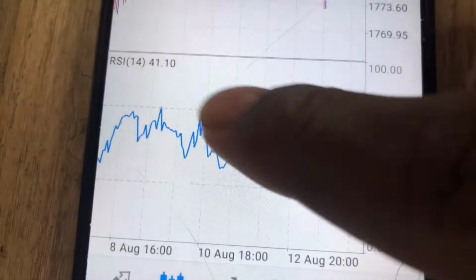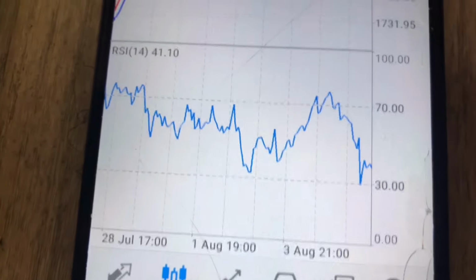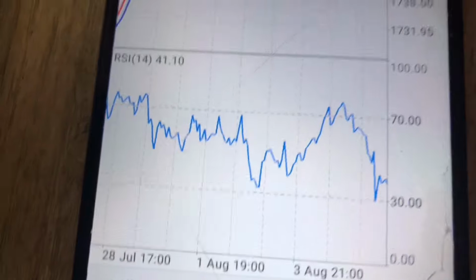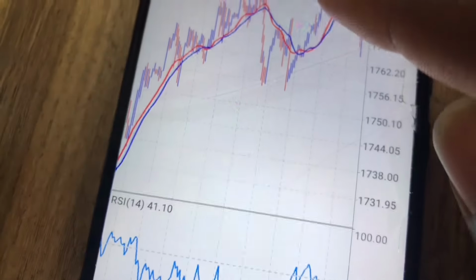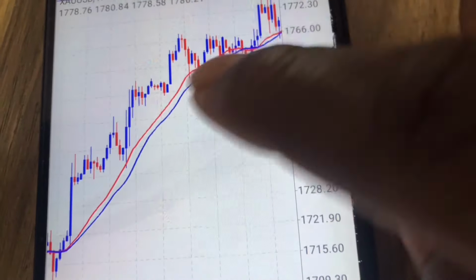Now one thing you need to know is that the RSI can be fast to give you buys and sells, but the only thing that will actually confirm everything that the RSI is giving you is the moving average. Now the way the moving average works is whenever you see price above the moving averages, it is trying to indicate a buy in the market.